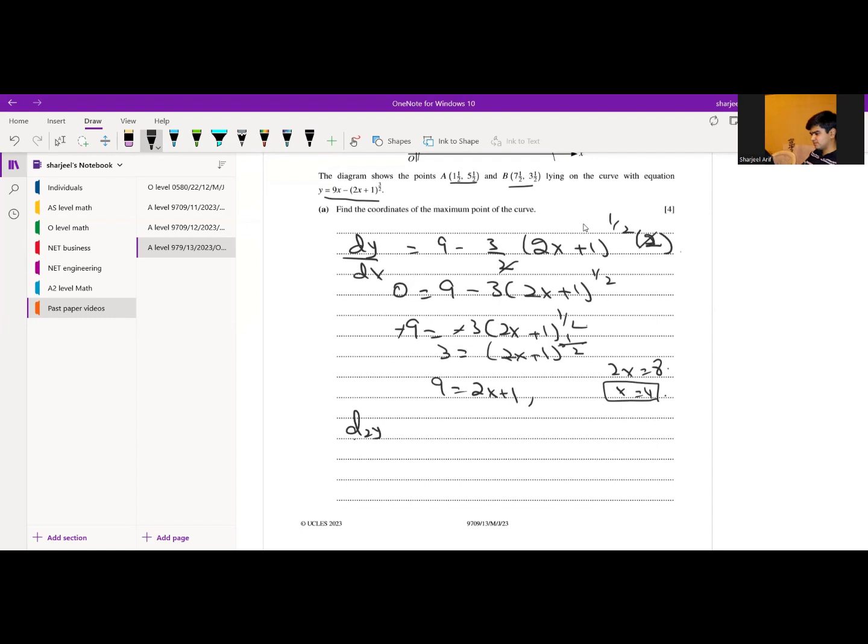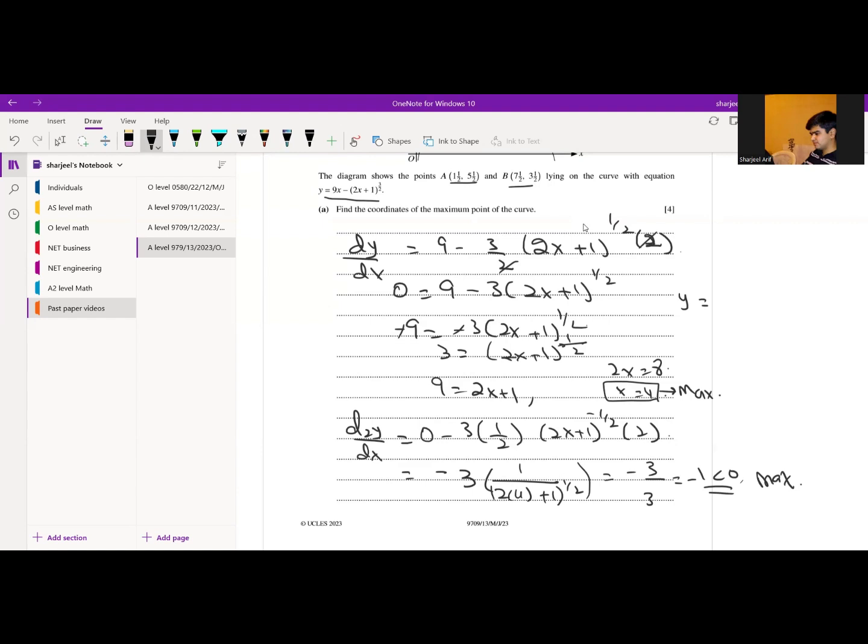Now we have to find the second derivative. This will be 0, minus 3 by 2 into 1 by 2 into 2 (2x plus 1) power minus 1 by 2. So this will be minus 3 by 3, which is equal to minus 1, less than 0. So this means x equal to 4 has a maximum point. So as the second derivative is negative, it's a maximum point.